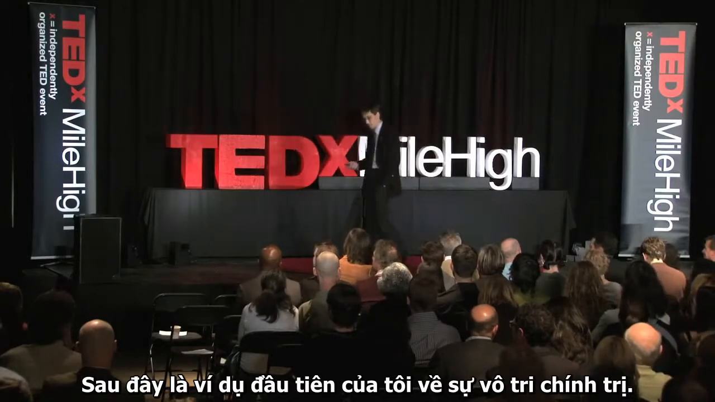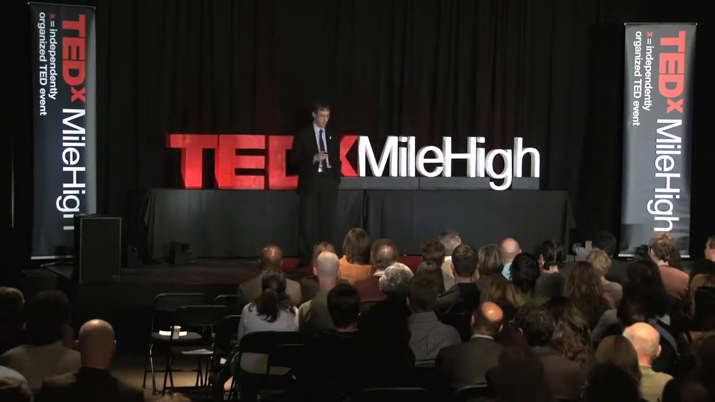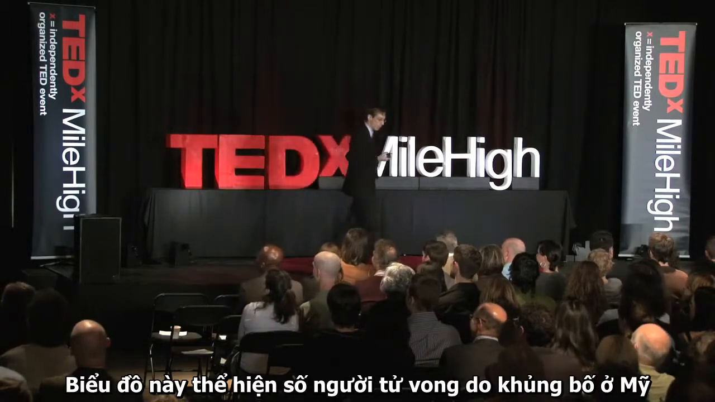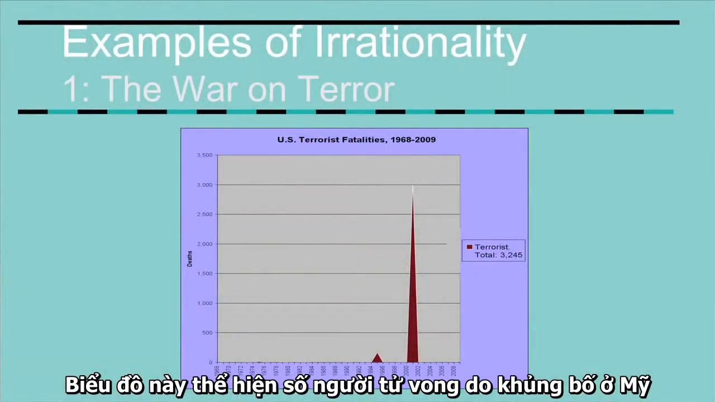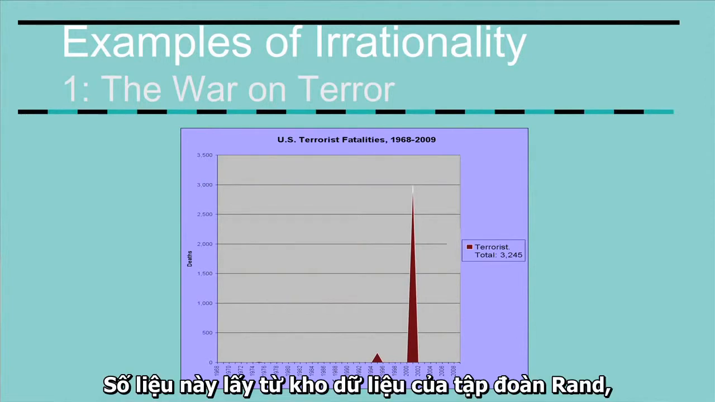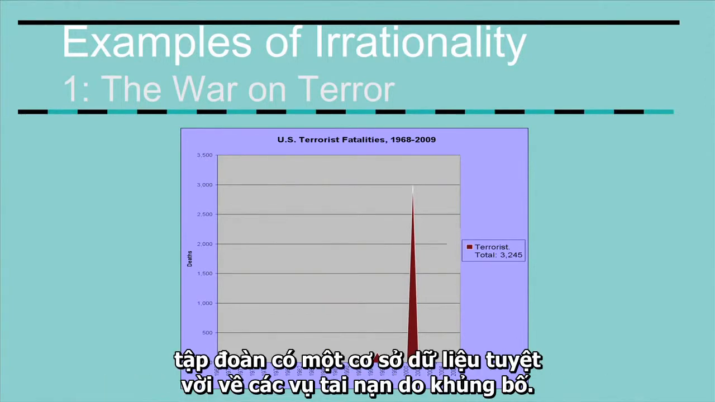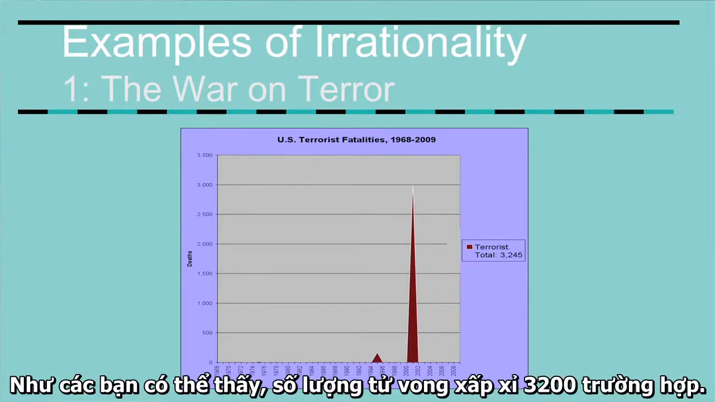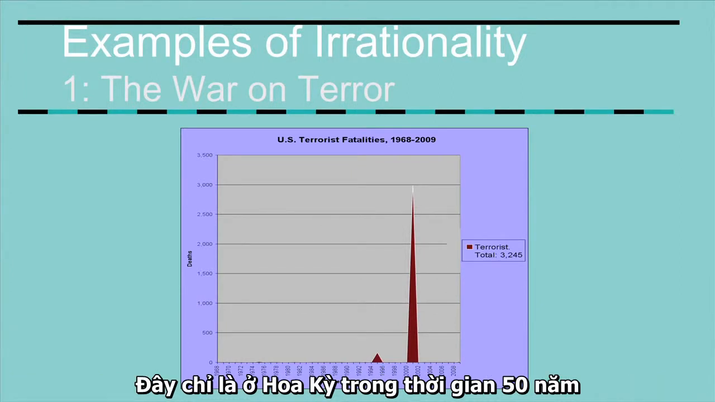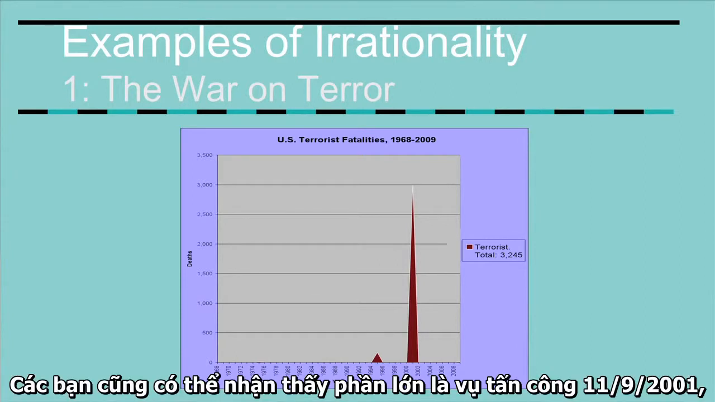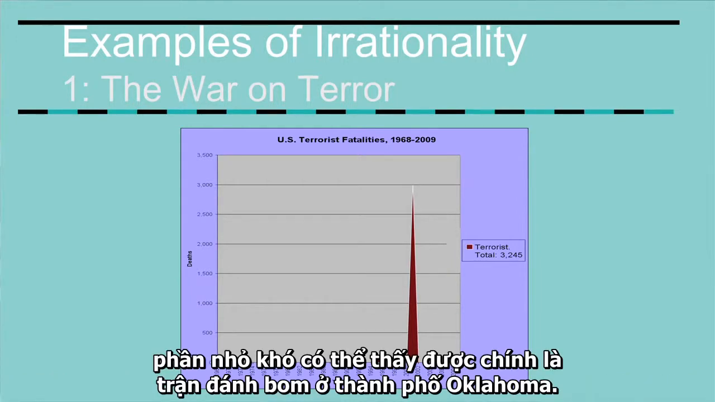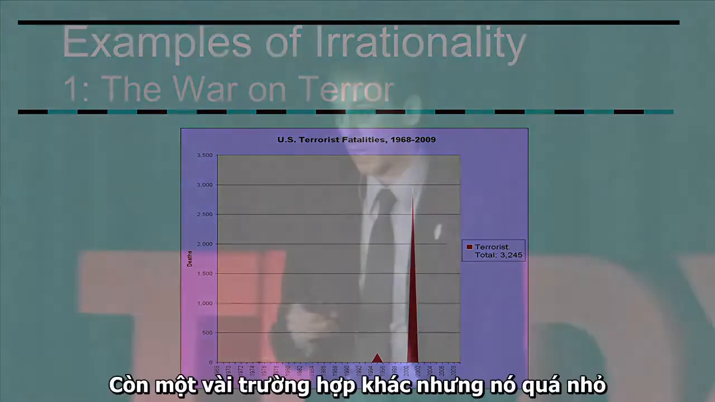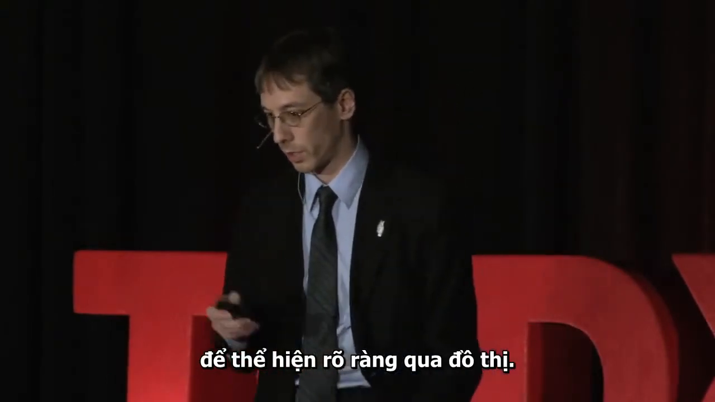All right, so I start with two examples, and this is my first example of what I would consider political irrationality. It's the war on terror. Now, this graph shows the number of fatalities due to terrorism in the United States. This is from the RAND Corporation, which has an excellent database of terrorist incidents. You can see there have been about 3,200 fatalities, just in the United States, over the course of about 50 years. The big spike is the 9/11/2001 attack. The smaller spike that you can barely see is the Oklahoma City bombing. And there are a couple of other incidents, but they're too small to see on the graph.